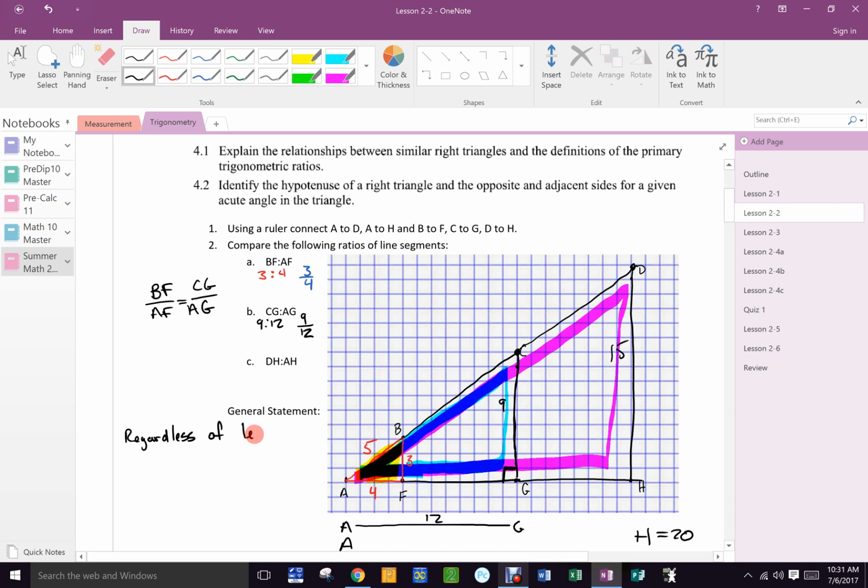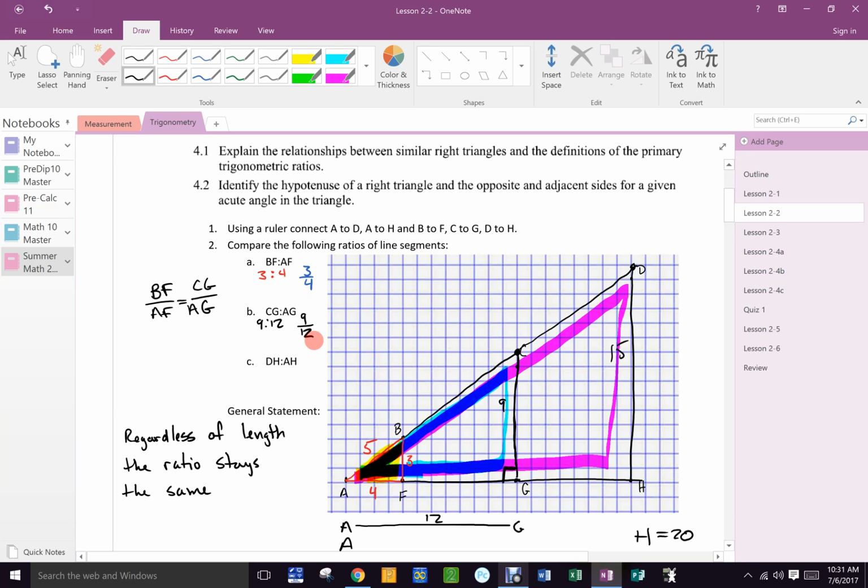Regardless of length, the ratio stays the same. Everybody understand that? So no matter how big I make those lines, I'm going to get the same ratio.